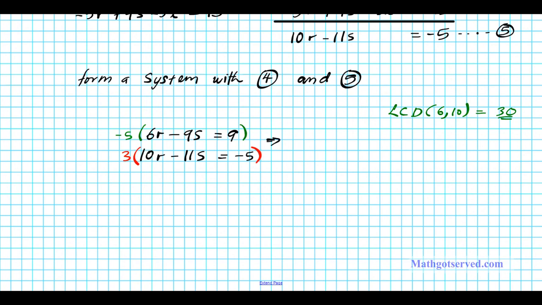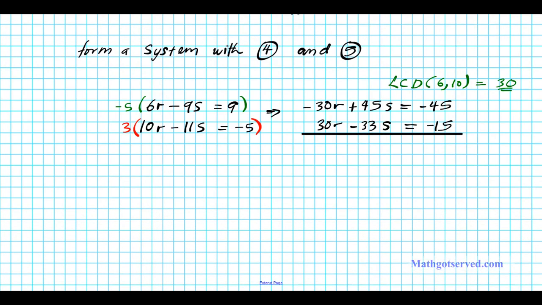We're going to now have negative 30r plus 45s equals negative 45. And then for the next equation, we'll have positive 30r minus 33s equals negative 15. Okay? All right, now you notice that our r's are opposites, which is exactly what we want. When we combine the two equations, this adds up to 0, and this becomes, let's see, what do we have here?